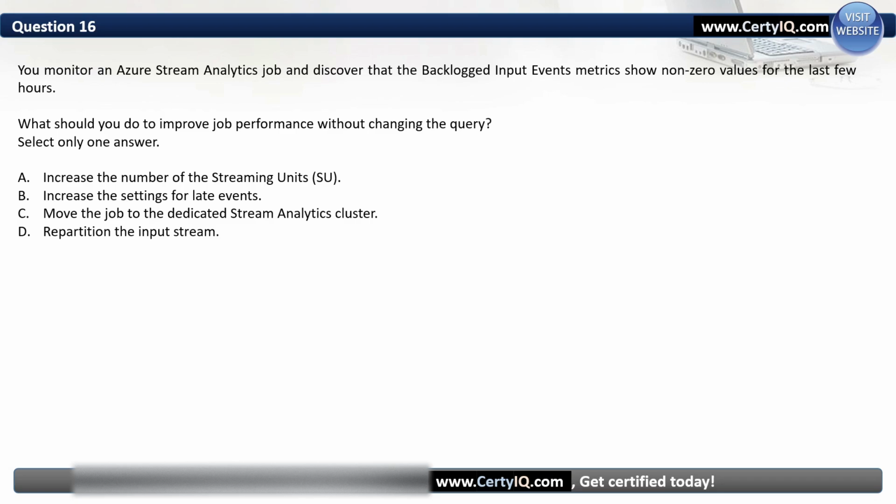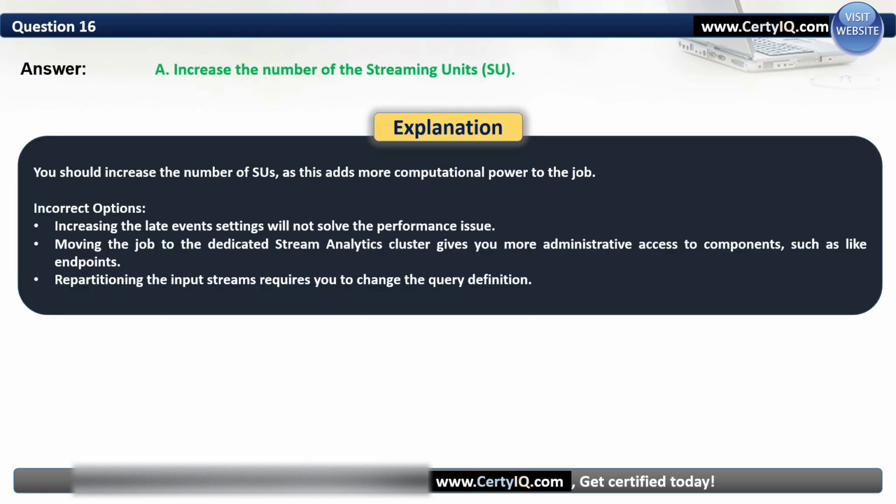Question 16. You monitor an Azure Stream Analytics job and discover that the backlogged input events metrics show non-zero values for the last few hours. What should you do to improve job performance without changing the query? Select only one answer. The correct option is A. Increase the number of the SUs. You should increase the number of SUs as this adds more computational power to the job.